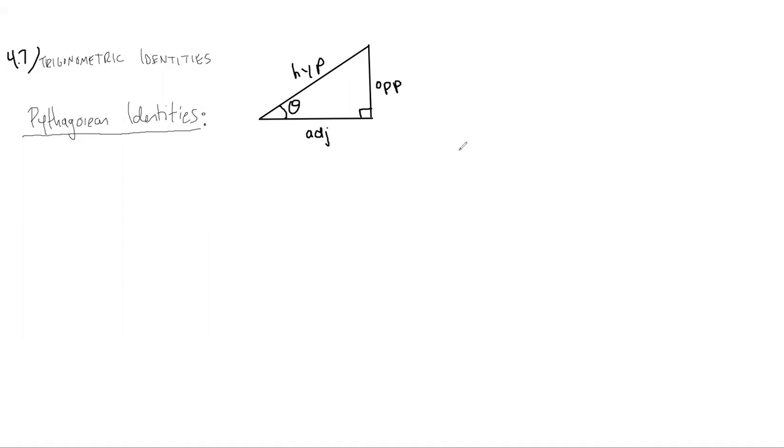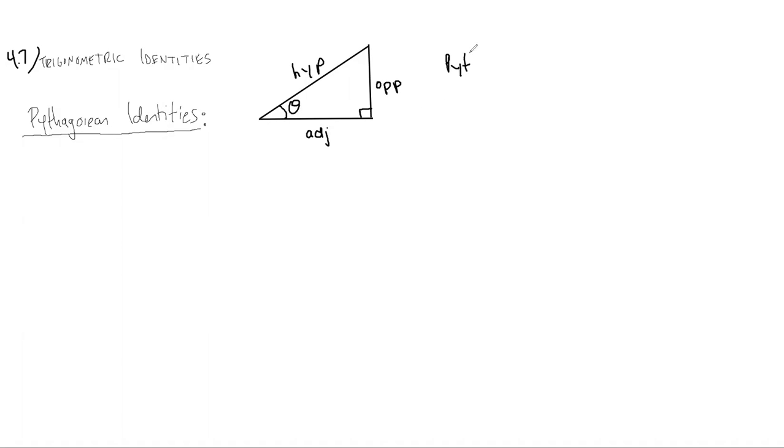So the next couple of identities that we're going to look at are called the Pythagorean identities. And they come directly from the Pythagorean theorem on a triangle. So it's a pretty nice quick proof. So I'll just go through it here. So we've got our theta, and then with respect to theta, I've labeled the opposite, adjacent, and hypotenuse.